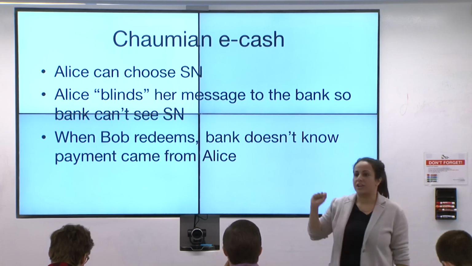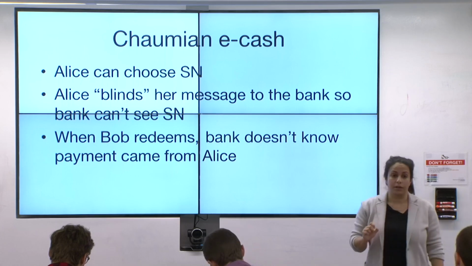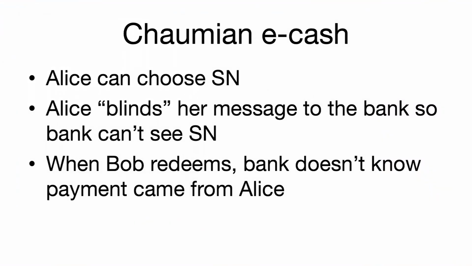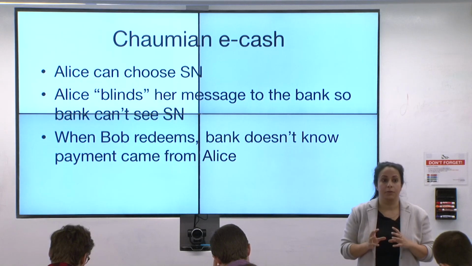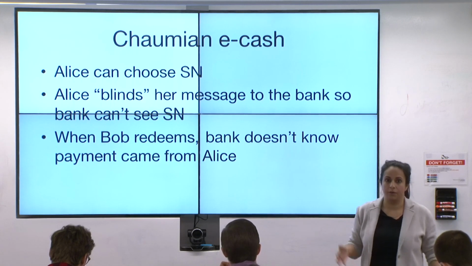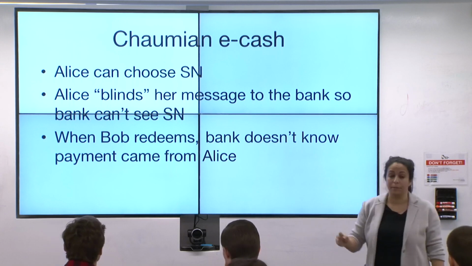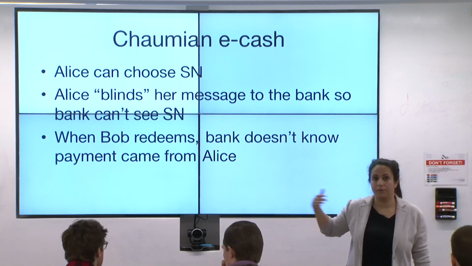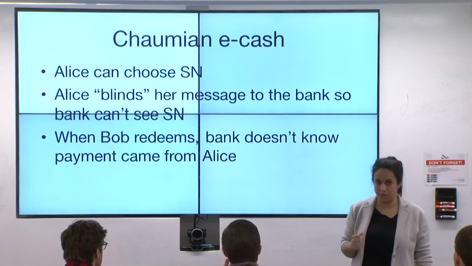So in Chaumian eCash, Alice chooses the secret number that represents a coin, and then Alice blinds her message. Alice adds some randomness to the secret number such that the bank doesn't know what that number actually is. And we'll get into more detail about exactly what that means. It's all in the paper that was assigned reading for this class, so make sure that you take a look at it.